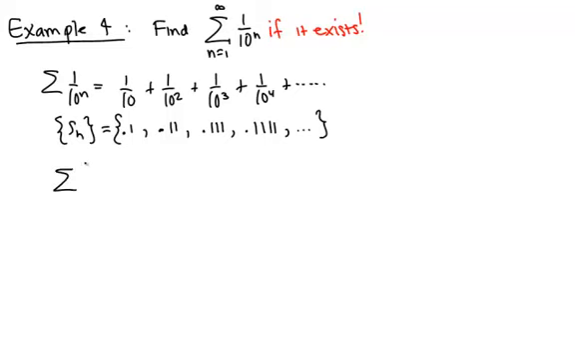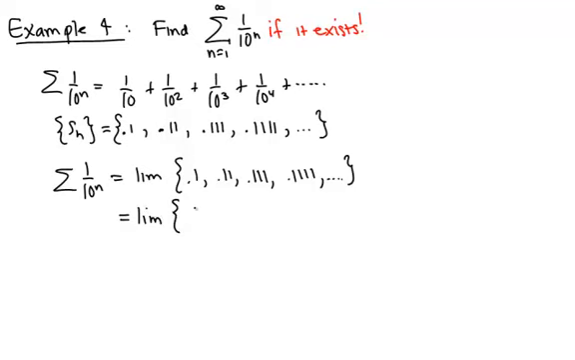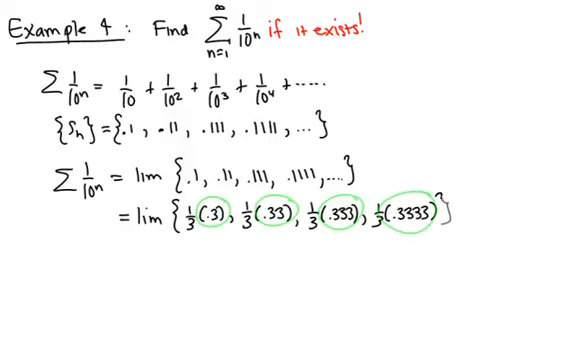So now, if we wanted to work out what the sum of 1 over 10 to the n is, we simply have to take the limit of this sequence of 0.1, 0.11, 0.111, 0.1111, and identify what that number is. Do you know what it is? Well, I'm going to make one quick change in this. This first number is actually 1/3 times 0.3. The second number is 1/3 times 0.33. The next number is 1/3 times 0.333. The next number is 1/3 times 0.3333.